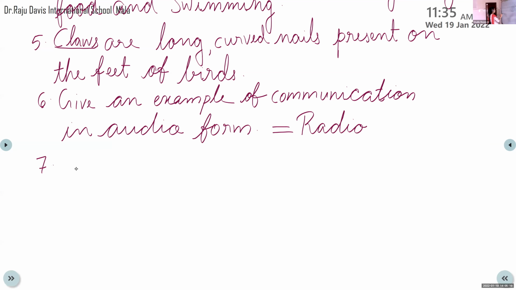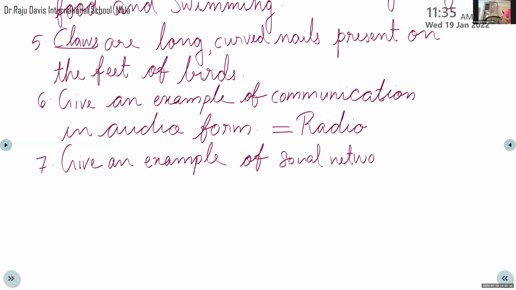Give an example of social networking. And what is the meaning of social networking? Social networking, we are using some social networks to communicate. Social platform. Social networking, media of communication.